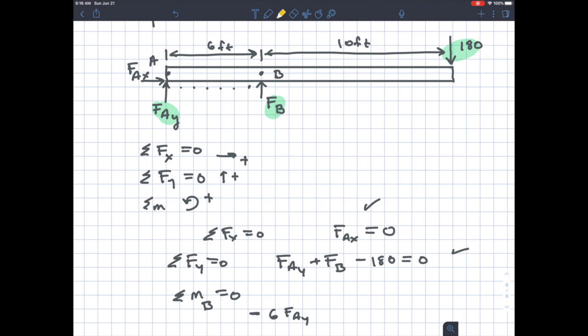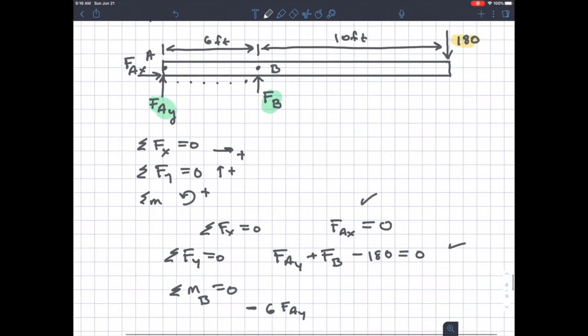Okay, and so finally what we have is the force at 180. I'm looking at that distance is 10, the perpendicular distance is 10. 10 times 180 is the moment that's generated, and this time it's also going to be in a clockwise direction. So this is a minus sign, minus 10 times 180.